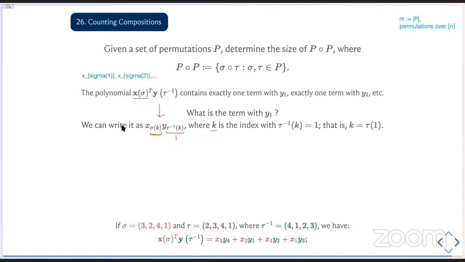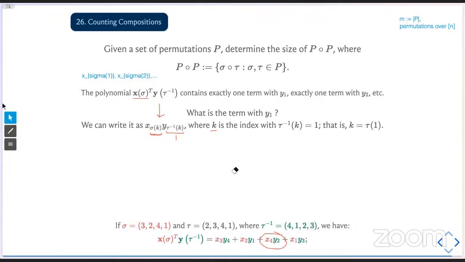Okay, so I'm just trying to read off y1 in terms of its actual semantics. So if you go back here, we know that the ith term in this summation is x of sigma of i and y of tau inverse of i. So if I know that this is tau inverse of k for whatever k, then I know that at x I also have sigma of k. Is this okay? Or is this confusing?